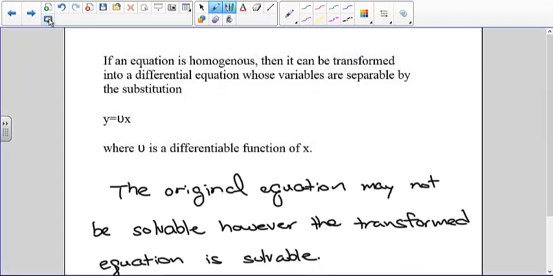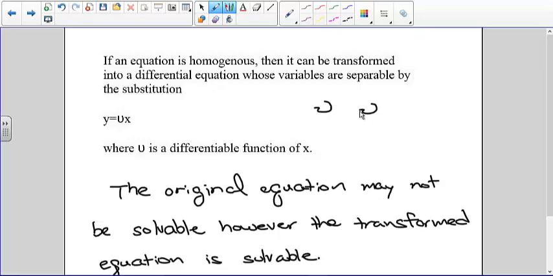So if an equation is homogeneous, then it can be transformed into a differential equation whose variables are separable by the substitution y is equal to nu, and that symbol is not v, it's called nu. It's the Greek symbol that looks like a V. So I'm just going to show you how this looks, kind of like that.